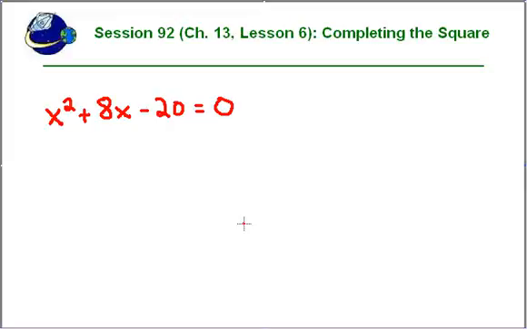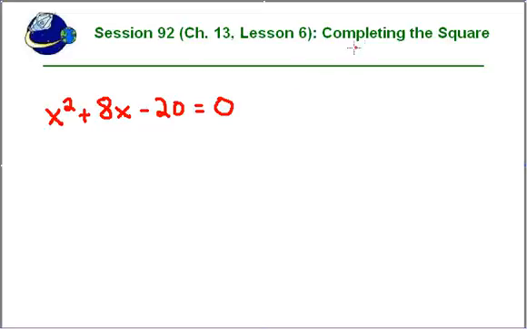Here we're going to introduce the strategy of completing the square to solve a quadratic equation. Here we have a quadratic equation written in standard form, x squared plus 8x minus 20 equals 0.